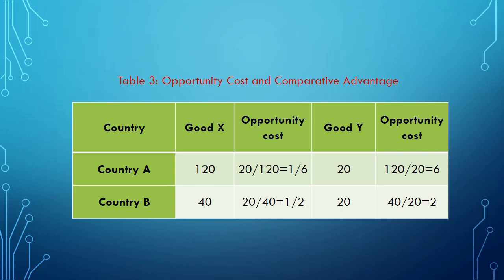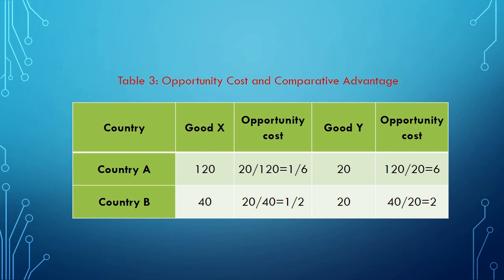Okay, and then the same thing for country B. If country B wants to produce a unit of good X, how many units of good Y does this country need to give up? You have to place the number of good X on the bottom, and the number of good Y on the top. So to produce 1 unit of good X, country B needs to give up half a unit of good Y.